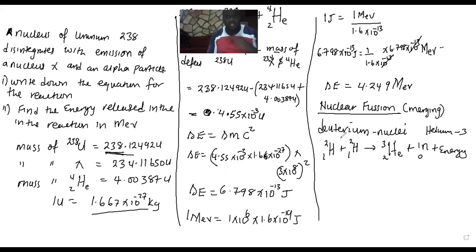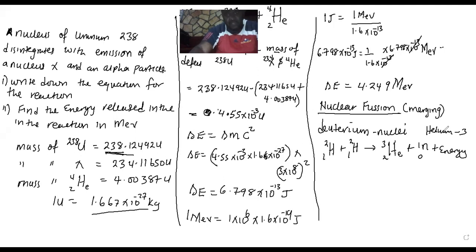So when you merge 2 deuterium nuclei, you'll end up achieving what we call a helium of mass number 3 plus a neutron, and you'll have it accompanied with a release of what? Of energy. So with that, you have fused 2 nuclei of deuterium to produce a helium nucleus, which has a mass number 3, and a neutron, with a release of energy. So the energy you release in this case is what we call the nuclear energy of fusion. Reactions of this type are the source of the sun's energy.